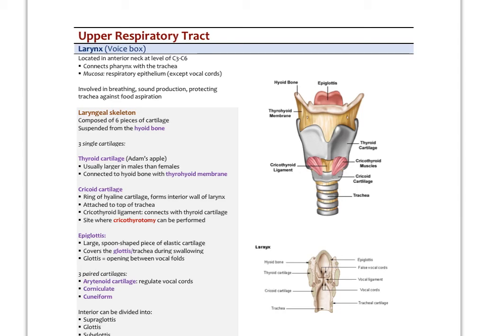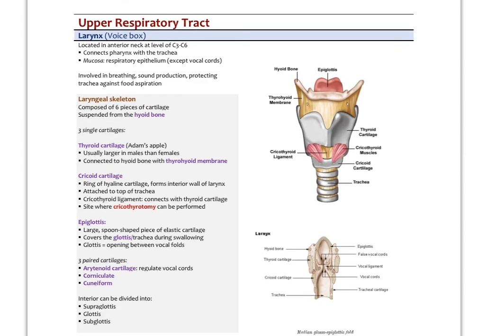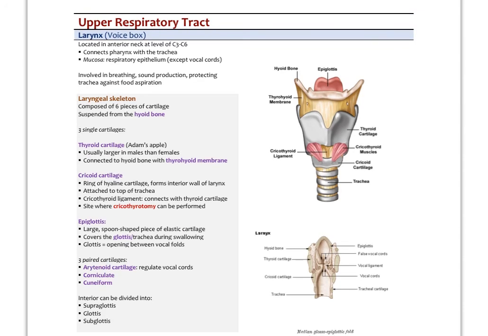So the skeleton of the larynx is actually composed of 6 pieces of cartilage, and it's suspended from what's called the hyoid bone. So here's the hyoid bone up here, and then you have what's called the thyrohyoid membrane, and that's connective tissue. And then you have the big part here, which forms the Adam's apple, more predominant in males, and that's the thyroid cartilage. And then we have the cricoid cartilage, we have the epiglottis, and then a bunch of smaller cartilages I'll talk about here. But all of that forms the larynx.